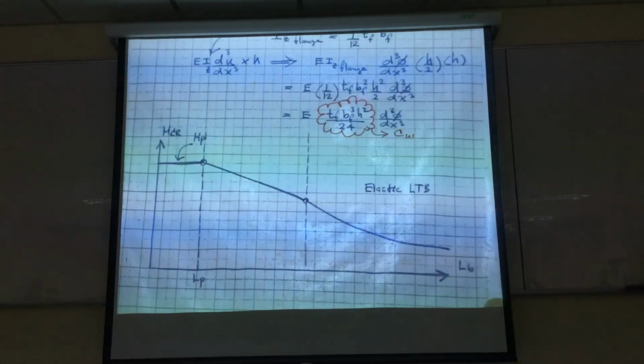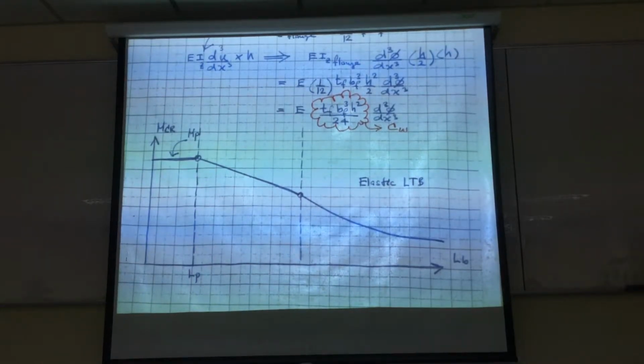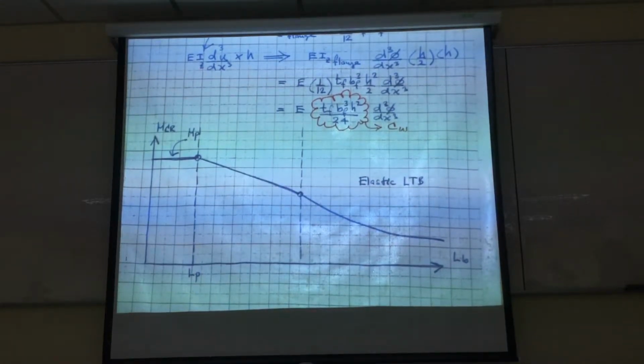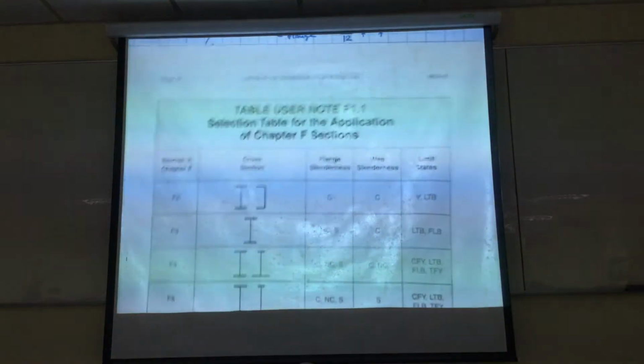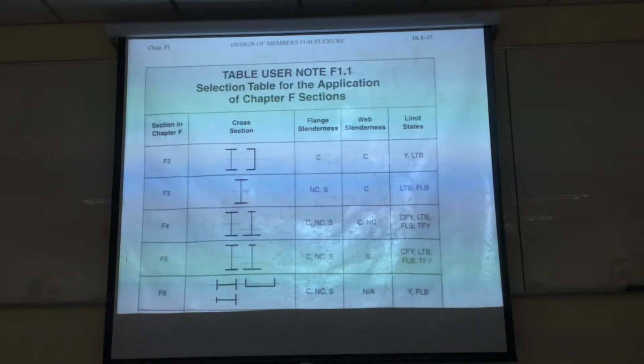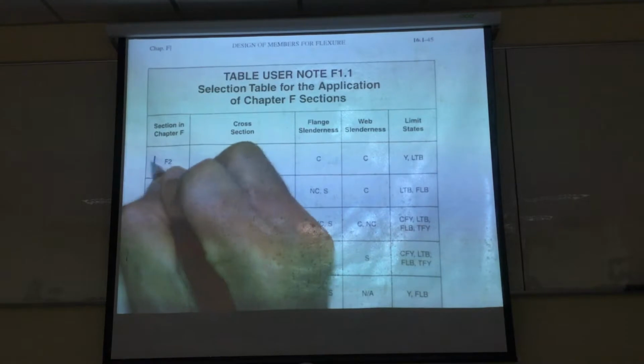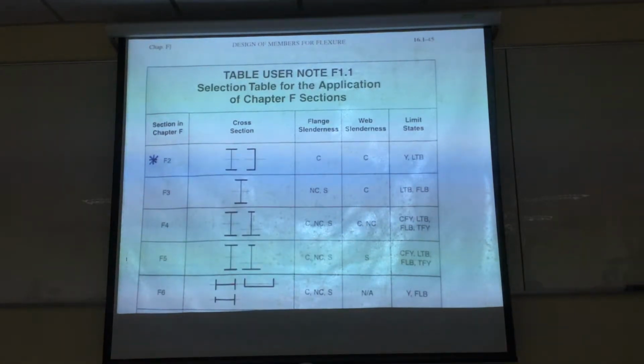So we look into the AISC. Basically, what we derived is the general case, and you will find this to make your life simple. You can download the AISC 16 for free.